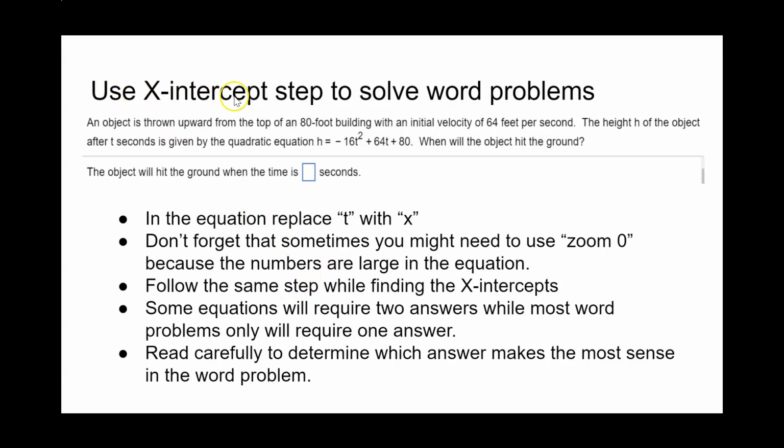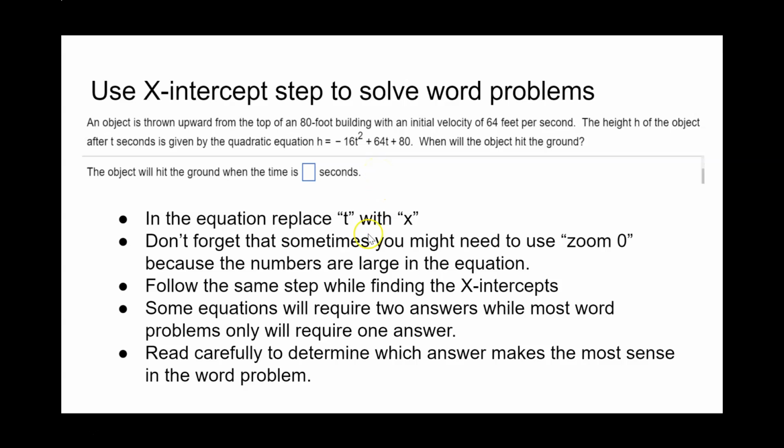How to use the x-intercept to solve word problems. So here we have a ball that's thrown from the top of an 80-foot building with a velocity, or speed, of 64 feet per second. We want to try to figure out the height of the object after t seconds. So when I throw it up, when will be the actual time it hits the ground, which means ground zero?